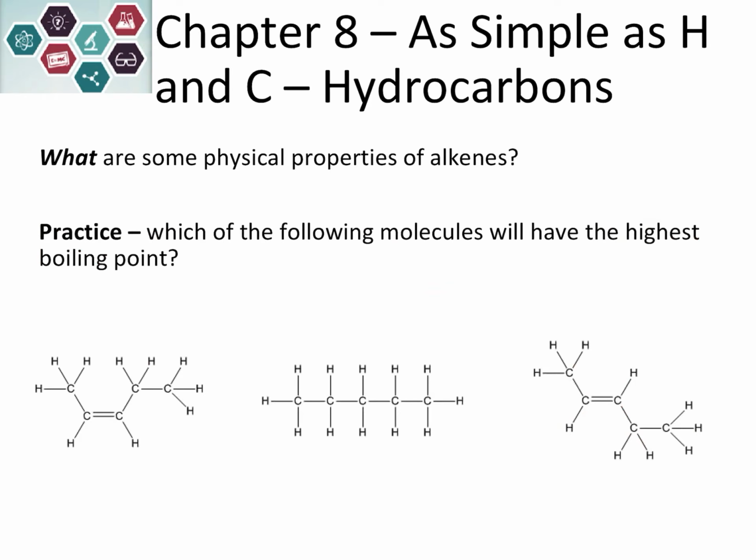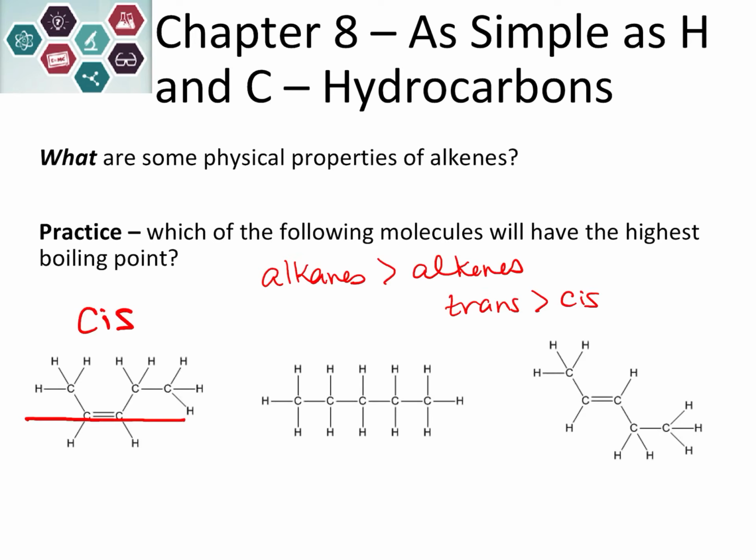So if we take all of this into consideration, right now we know that alkanes have a higher boiling point than alkenes. And if we're comparing alkenes, trans have a higher boiling point than cis. So this first example is a cis alkene. Here we have an alkane, and then the other one is a trans alkene. So the alkane is going to be the highest, and the cis alkene is going to be the lowest.